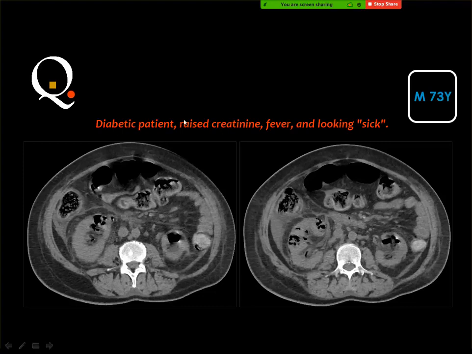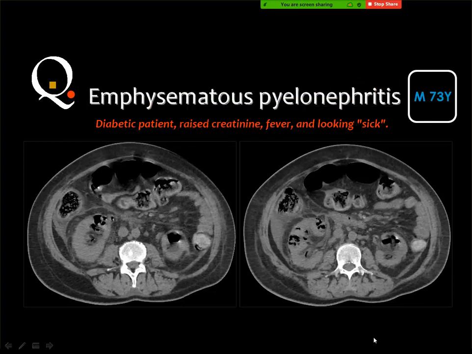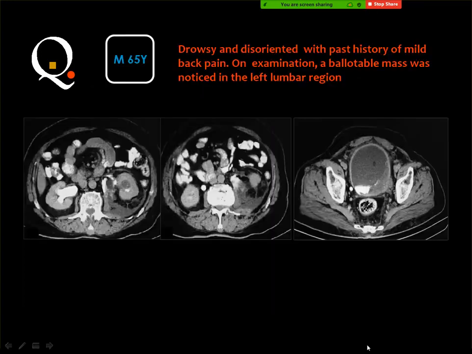Emphysematous pyelonephritis. Emphysematous pyelonephritis bilateral. Diabetic patient with bilateral emphysematous pyelonephritis. Very good.